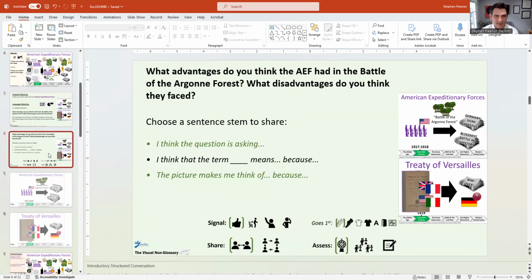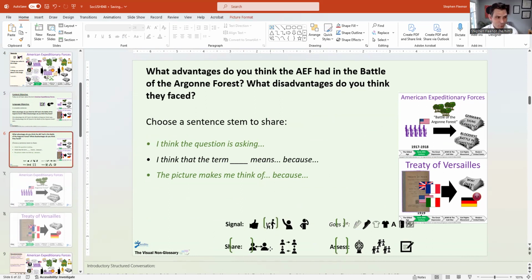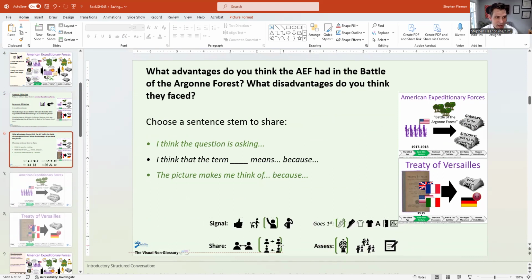So slide 6 is going to give students the opportunity to participate in a small group structured conversation, again with the QSSSA process, where you can choose the signal, whom they're going to share with, and who's going to go first, and they can choose any one of these stems to relate to the visuals that are shown.